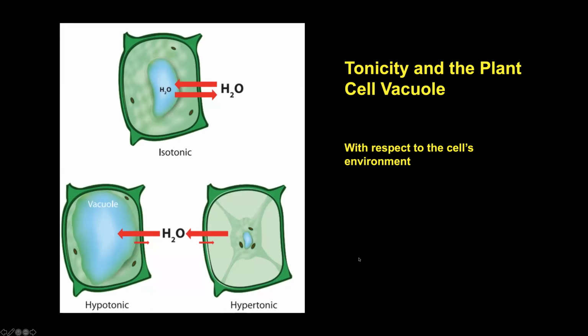Tonicity in the plant cell vacuole with respect to the cell's environment. In a hypotonic condition, the solute concentration outside the cell is low. Water rushes into the cell and the vacuole swells, it's very large. And under hypertonic conditions, water rushes out of the cell, solute concentration is high outside, water rushes out, and the cell shrinks within the cell wall.